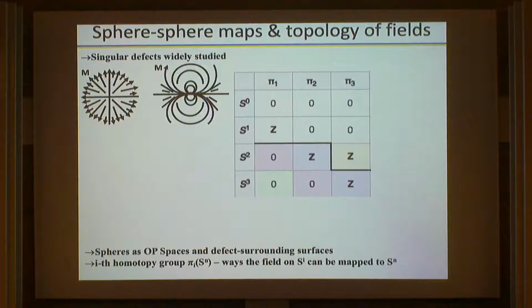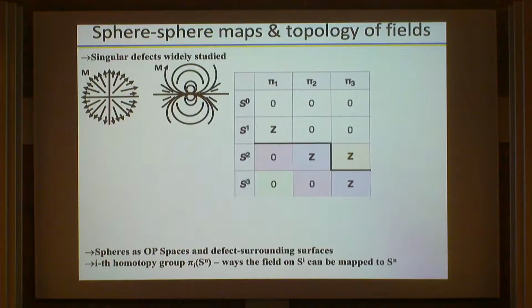like to remind you of something you might know from high school, but nonetheless it's useful to recall: the basics of homotopy theory, and in particular the sphere-sphere maps that are often very helpful in understanding what types of topologically distinct structures can be realized in different systems and different types of fields. And much more commonly, we study singular defects, especially when it comes to condensed matter systems like liquid crystals.